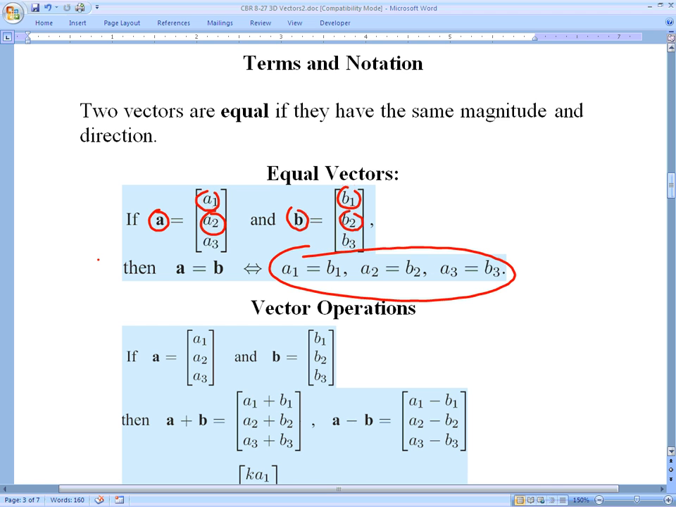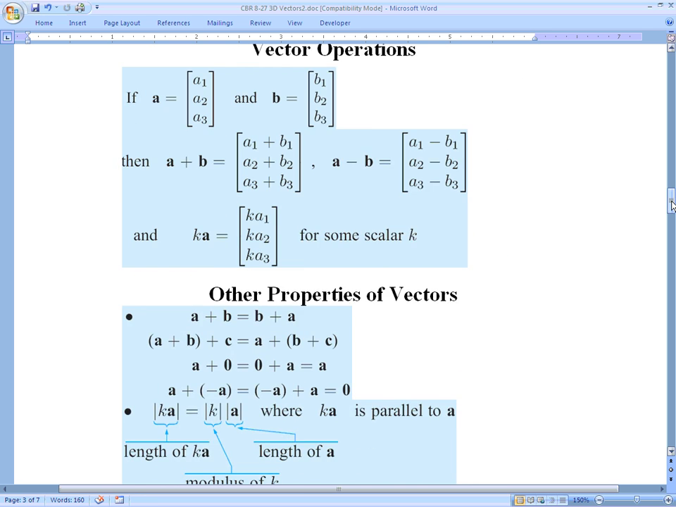Vector operations: if we have two vectors, we can add them. You take all your x components and you add the x's together, the y's together, the z's together, and that's shown right here. Same idea for subtraction. So same thing that we did for two-dimensional vectors, and as far as adding and subtracting goes, it's just like matrices, I suppose.